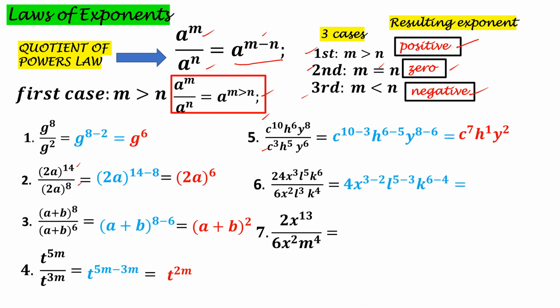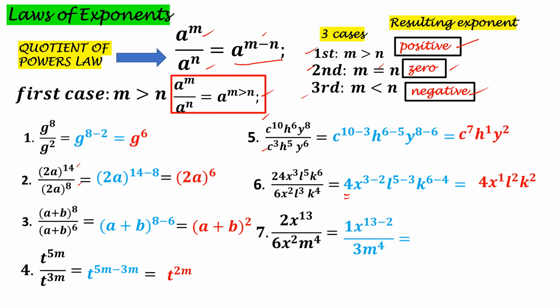Well, number 6, you have there 4x. 4 is the quotient of 24 divided by 6. And now we can subtract the 3 and 2 because they are common. 5 minus 3 and 6 minus 4. Thus, it gives you the simplified answer.